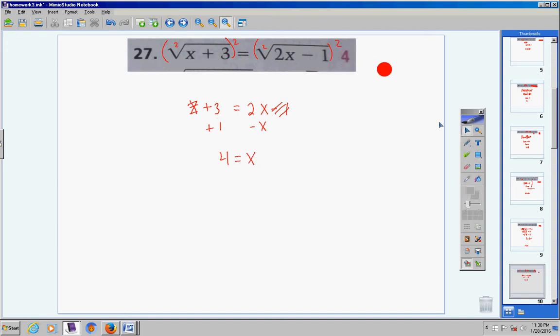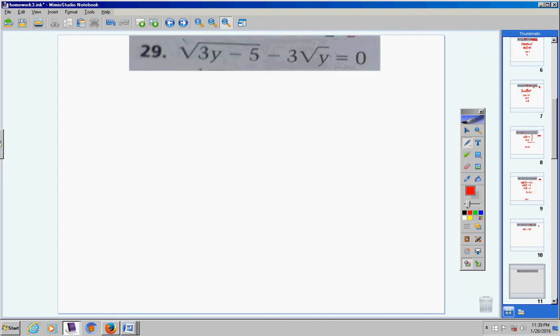Alright. Now, let's check it and make sure we're right. Put a 4 right here. So we have 4 plus 3. Put a 4 right here. So 4 plus 3 is 7. We have the square root of 7 equals, we have a 4 right here, 2 times 4 is 8, minus 1 is 7. So square root of 7 equals square root of 7. And that is totally correct.